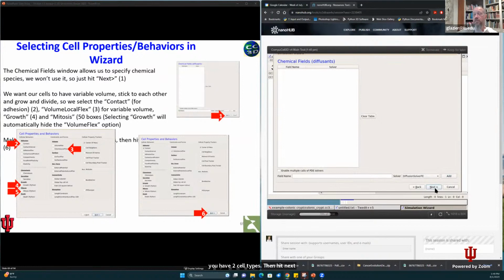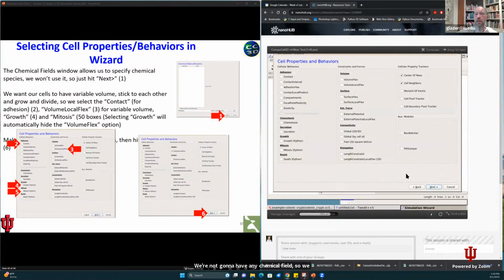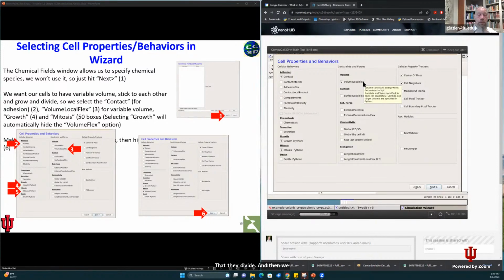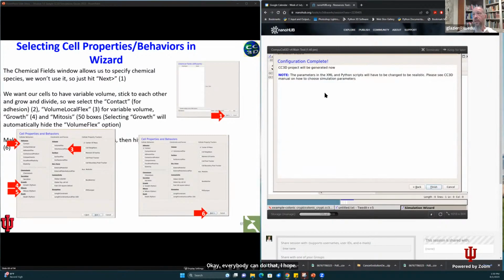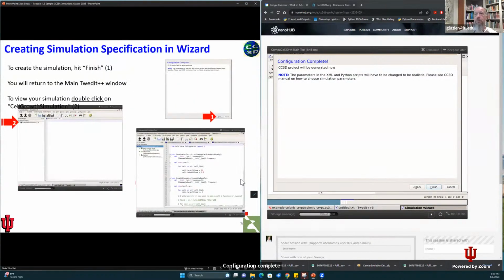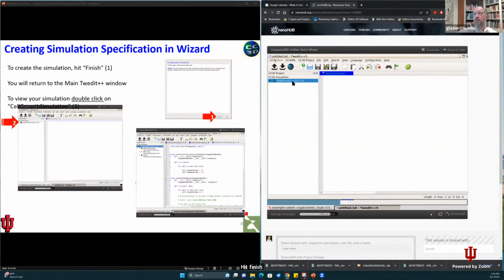We're not going to have any chemical fields, so we hit next and skip that. And now we select our cell properties and behaviors. We're going to say the cells have a contact energy, they stick to each other, that they grow, that they divide, and then we have to say that they have a volume, because we don't get anything for free. Okay, everybody can do that, I hope. Contact, growth, mitosis, volume. Next. Configuration complete. Hit finish. And here's the simulation.